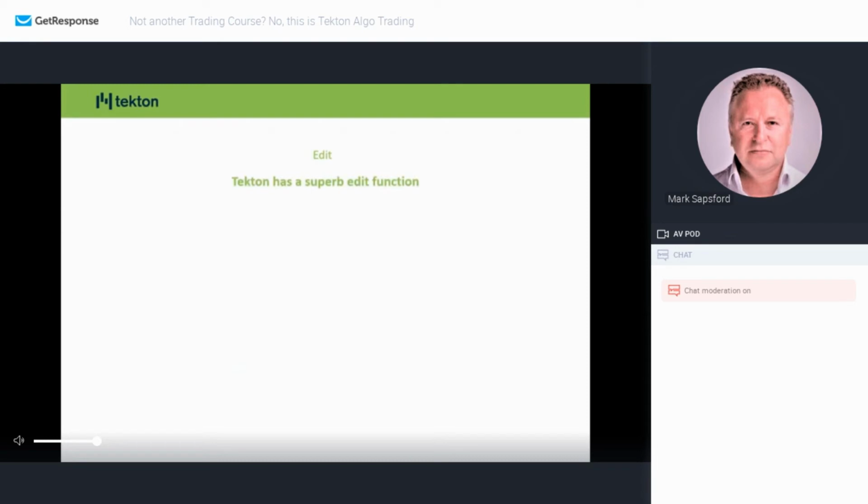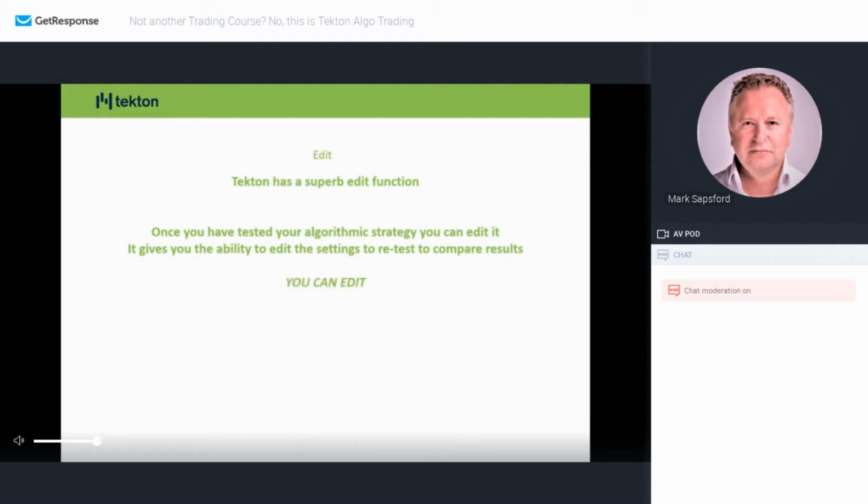Editing. Tekton has a superb edit function. Once you have tested your algorithmic strategy, you are able to edit it. It will give you the ability to edit the settings to retest to compare results. So you may have tested on one currency pair and you want to test on others. You may have tested one time frame, you want to test on others. But basically with testing, testing can give you one result based on one pair, one time frame and one setting. Editing gives you the ability to retest without rebuilding the strategy on other settings.